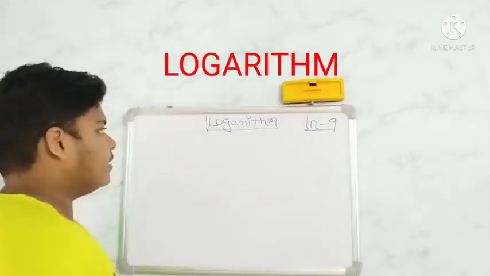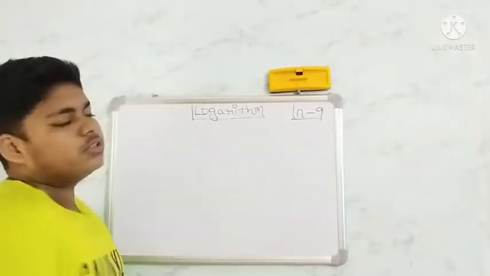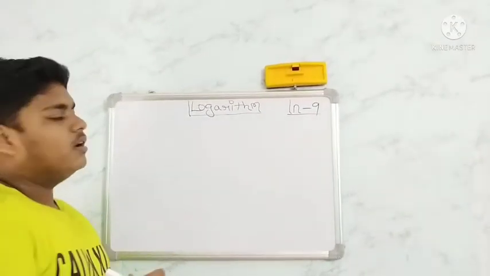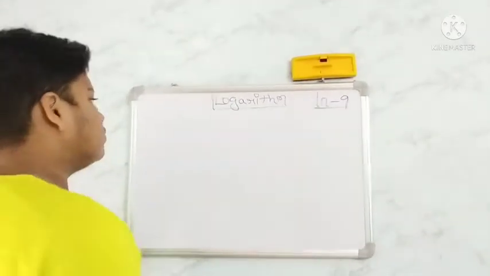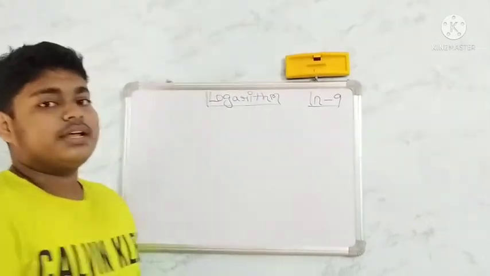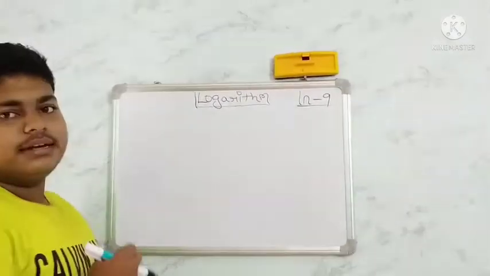Hello, good morning. Today we are going to see another chapter of mathematics, lesson number 9, which is logarithm. In this chapter, we will see how to write a form in logarithm form. Before entering into this chapter, we must know the indices, which we learned in the previous chapter, chapter number 8, indices.